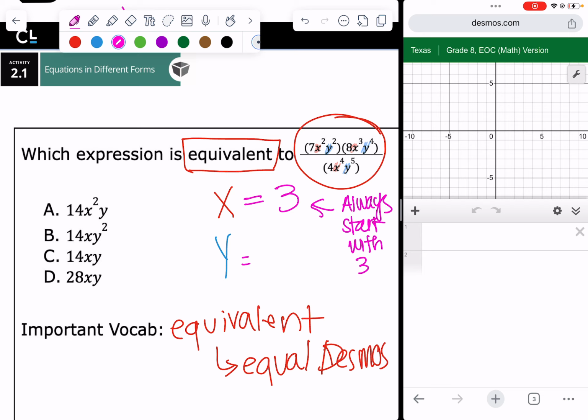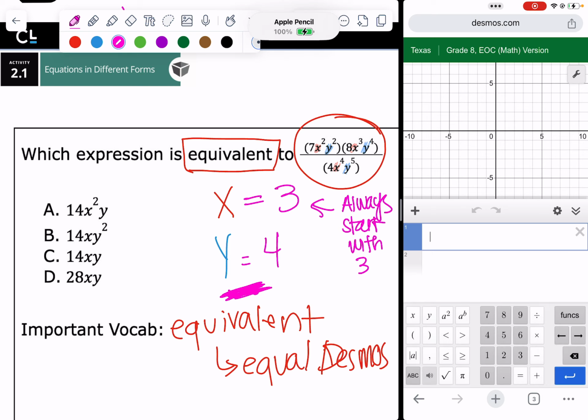Then you go Y equals, what comes after 3? 4. If we had a z, it'd be z equals 5. But there is no z in this situation. It's just x and y. So we're going to go to DESMOS, and we're going to type that in. When we're typing this in, we have to make sure it is a capital X equals 3. Capital Y equals 4. Only big letters work in the situation.